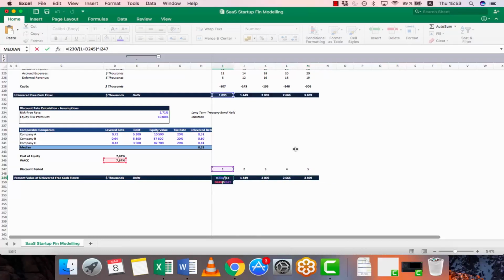Yeah, here is my mistake. I haven't anchored the WACC here. So yeah, here we are. We've calculated the weighted average cost of capital and we're able to finally figure out what is the present value of unlevered free cash flows. Next, we will be calculating the terminal value in order to get our enterprise value for the whole company.